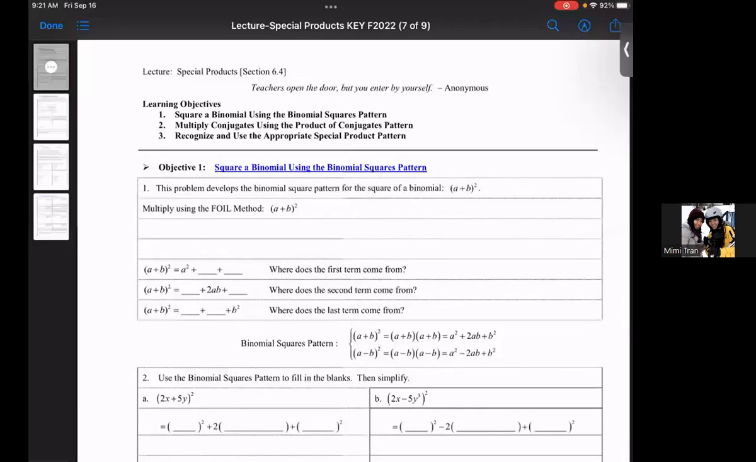Okay, so last time we learned about foiling, right? We didn't learn about foiling. This lecture is pretty much similar, except there's an extra pattern. But if you don't like the pattern, you can always use foiling. Right? So the first one, objective one, will be to square a binomial using a binomial square pattern.